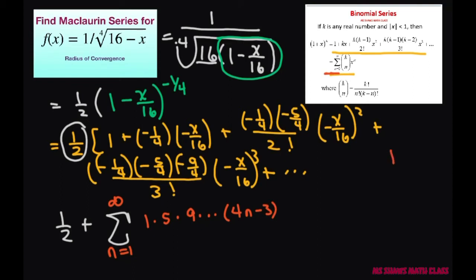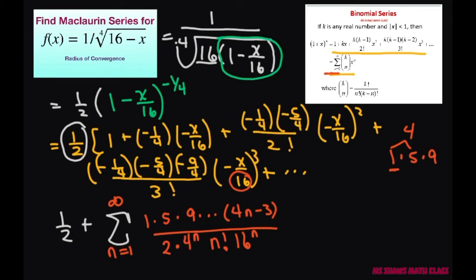So if you have 1 times 5 times 9, we're going by 4s. Then you have to subtract 3 to get this first term. And then for the denominator, we have our n factorial. For the 16, we have 16 to the nth power. And then for our denominators, we have 2 times 4 to the nth power. All right. Now that we have that, the only thing we have to do is simplify this denominator.